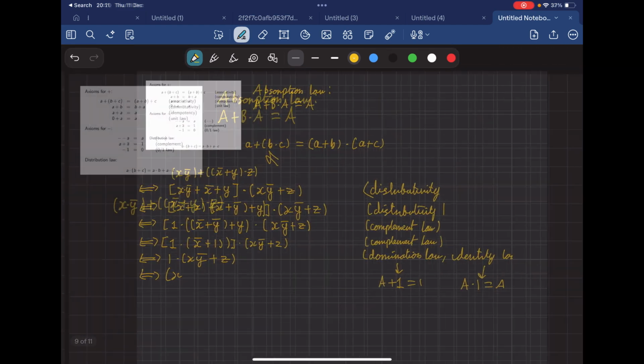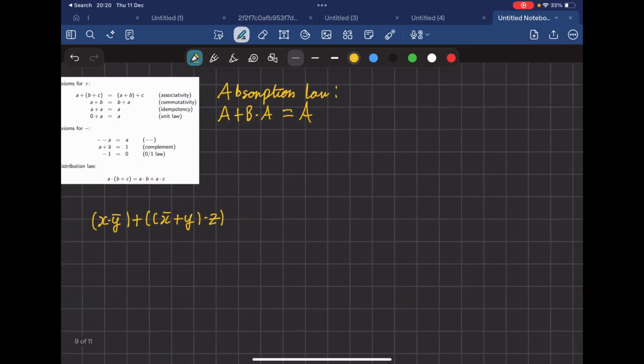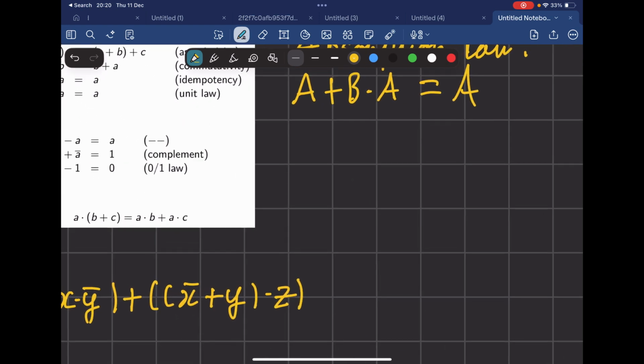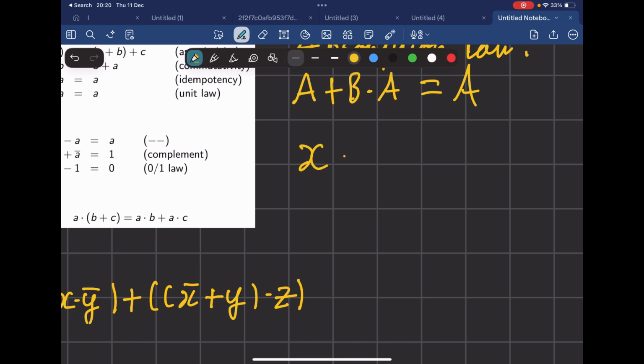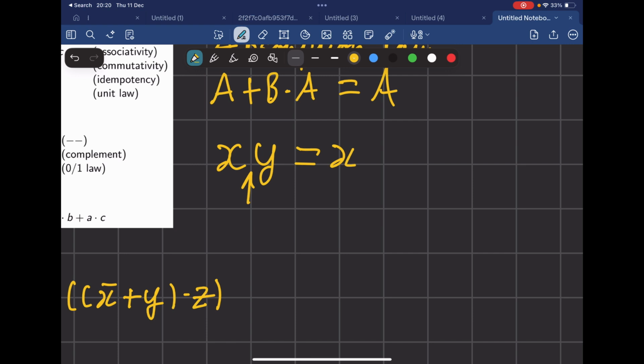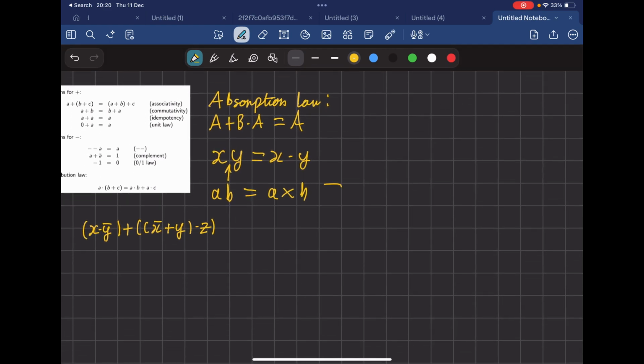Okay, on to the next question. Okay, so next let's do this question over here, which is actually from the same quiz that you got the other one from. First thing I wanted to mention is that if you see, for example, x y with nothing between them, this is just the same as x and y, just like how ab in normal mathematics is just the same as a times b. So it's the same principle.